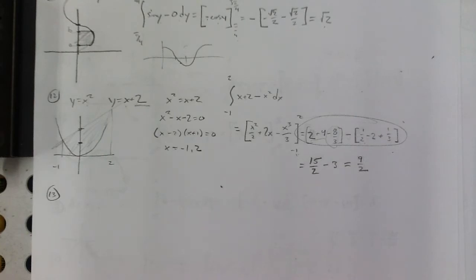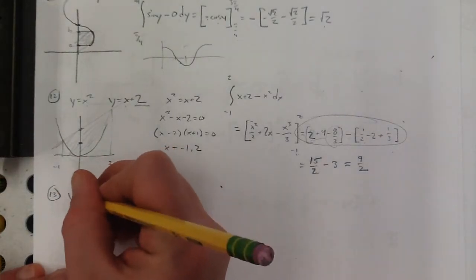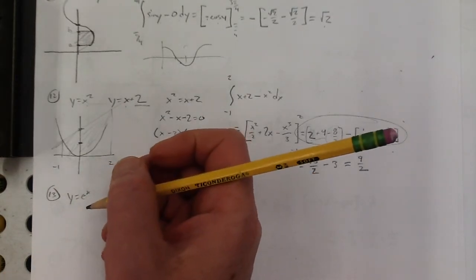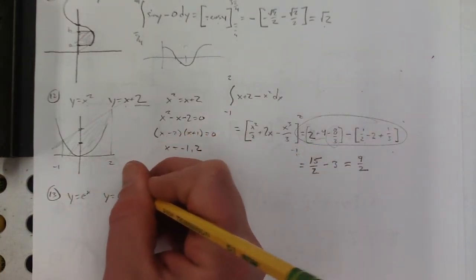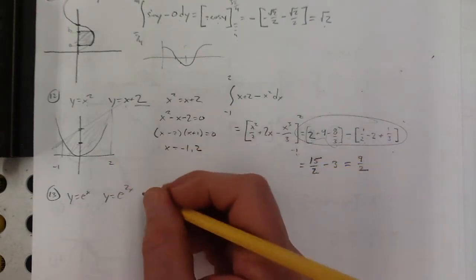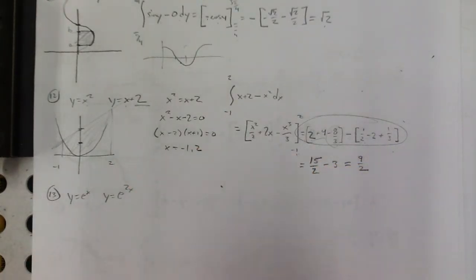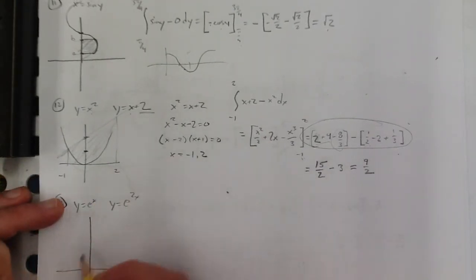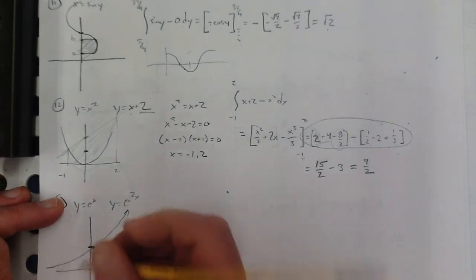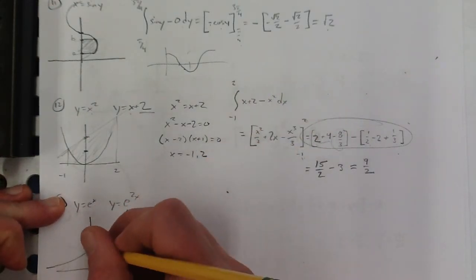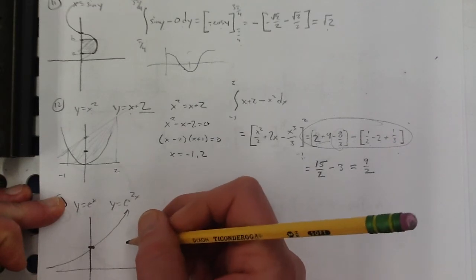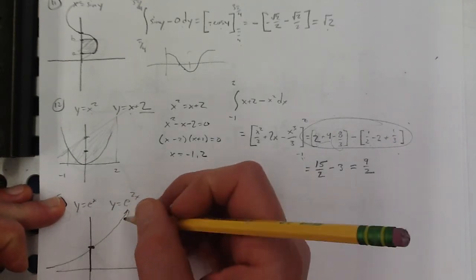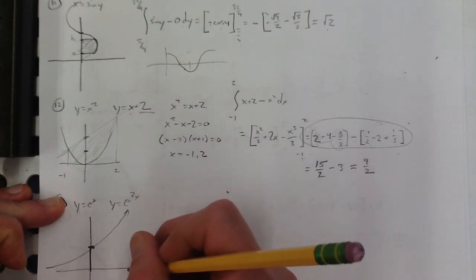Number 13. Y equals e to the x. Y equals e to the 2x. And x equals 0, and x equals natural log 2. Okay, so what do these look like? Well, e to the x looks like this. And we have x equals 0, and x equals natural log 2. E to the natural log 2 is 2.